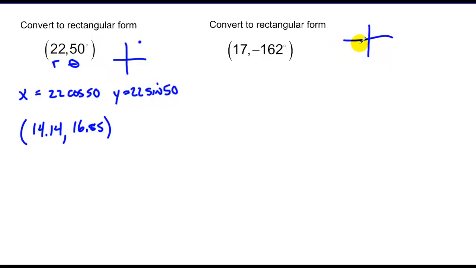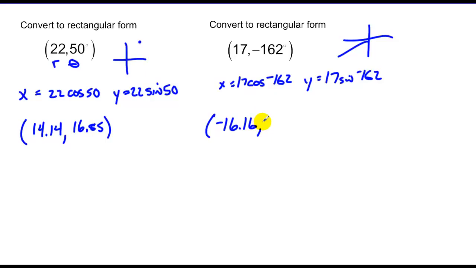17 and negative 162 puts me somewhere over here. So again, I'm going to take r cosine theta and r sine theta. X equals 17 times the cosine of negative 162, and y equals 17 times the sine of negative 162. And I end up with the point negative 16.16 and negative 5.25, which puts me in the third quadrant, which is where that sketch is.